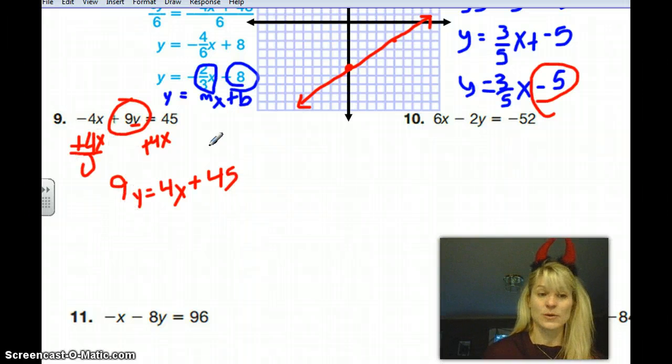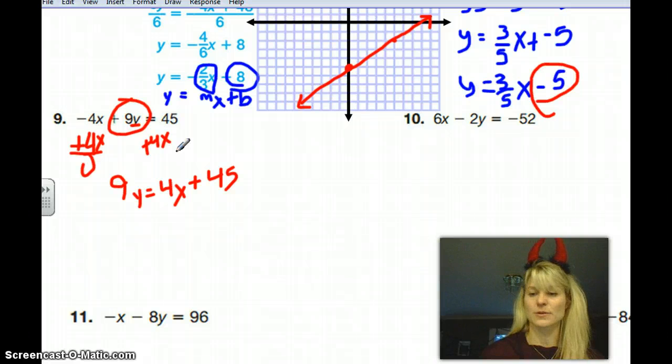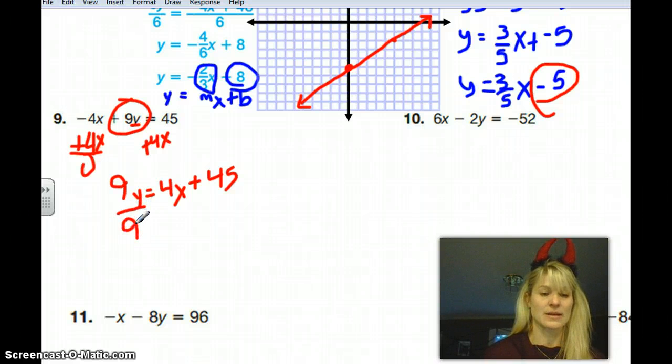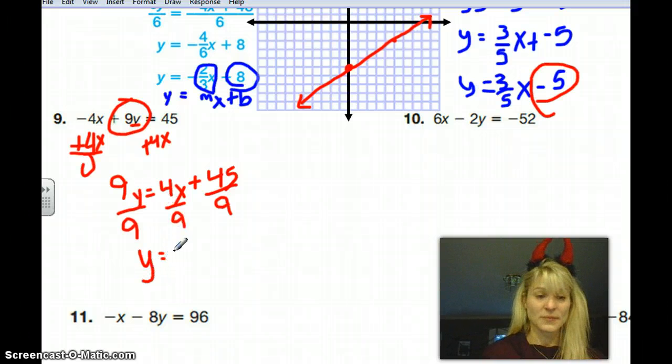So again, we're always going to end up doing some adding or subtracting first and multiplying, dividing second. So I added the 4x. Now I need to get rid of the 9. So I'm going to divide by 9. But remember, we divide everything by 9. So I divide that x by 9 and that 45 by 9. So now I know 9 divided by 9 gives me 1y, or just y. 4 does not divide by 9, so I'm just going to leave it 4/9 x. And then I know that 45 divided by 9 is 5.